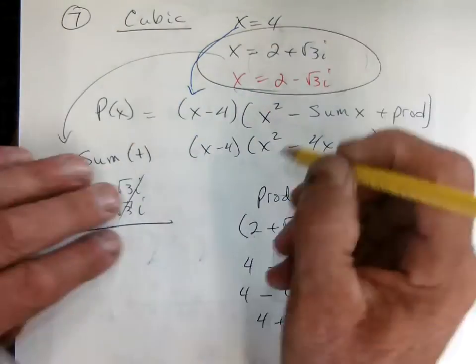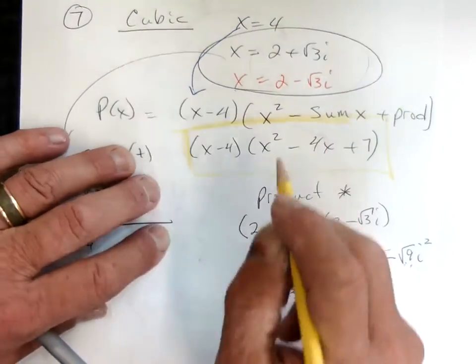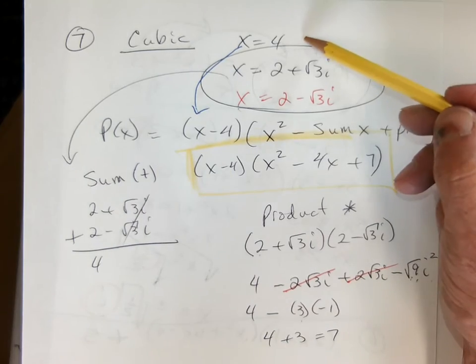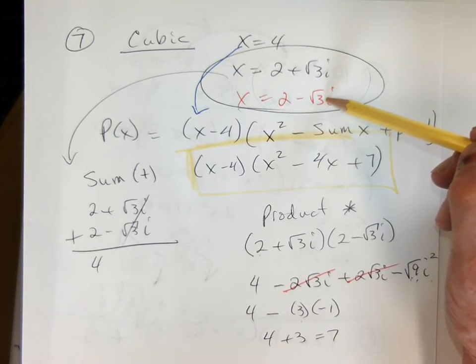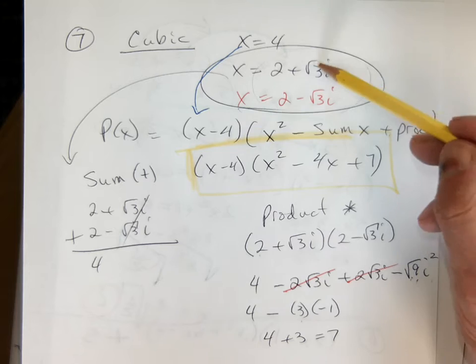So this polynomial will give me all 3 of these roots. I would need the quadratic formula to get these 2.